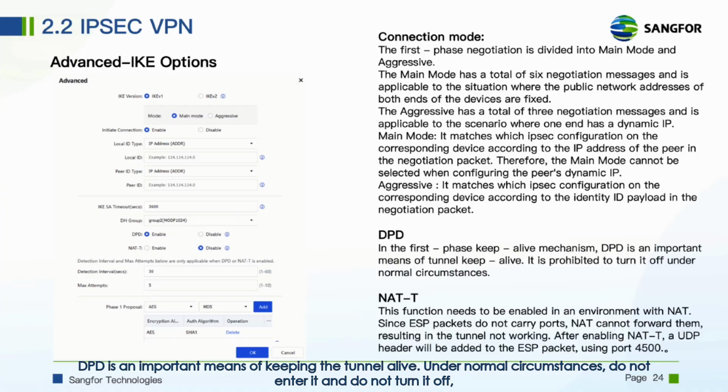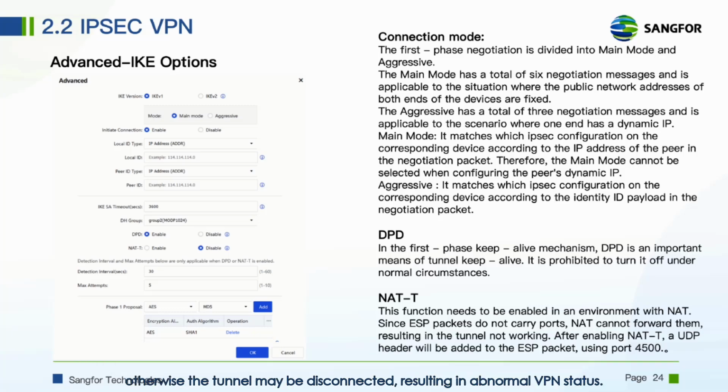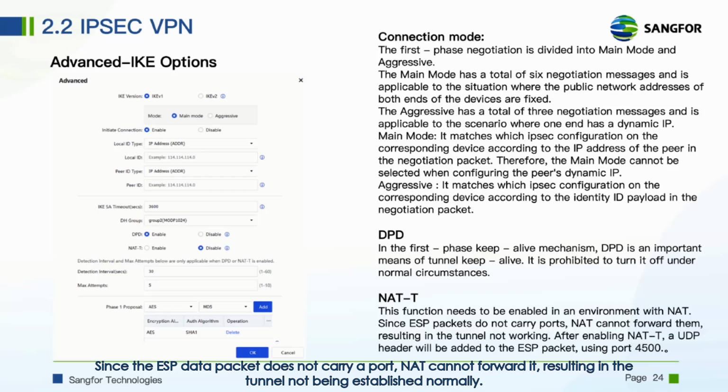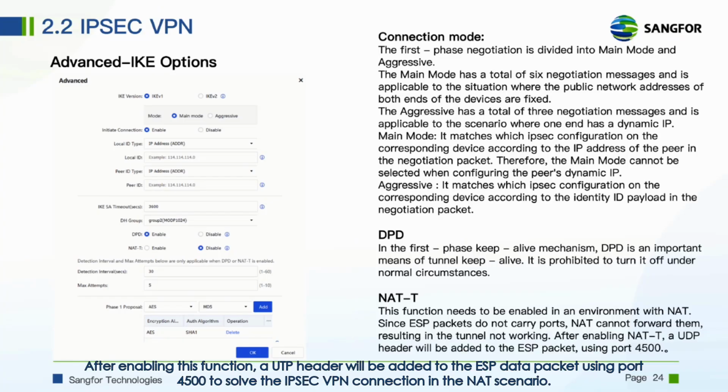Under normal circumstances, do not enter it and do not turn it off, otherwise the tunnel may be disconnected, resulting in abnormal VPN status. NAT-T requires this function to be enabled in a NAT environment. Since the ESP data packet does not carry a port, NAT cannot forward it, resulting in the tunnel not being established normally. After enabling this function, a UDP header will be added to the ESP data packet using port 4500 to solve the IPSec VPN connection in the NAT scenario.